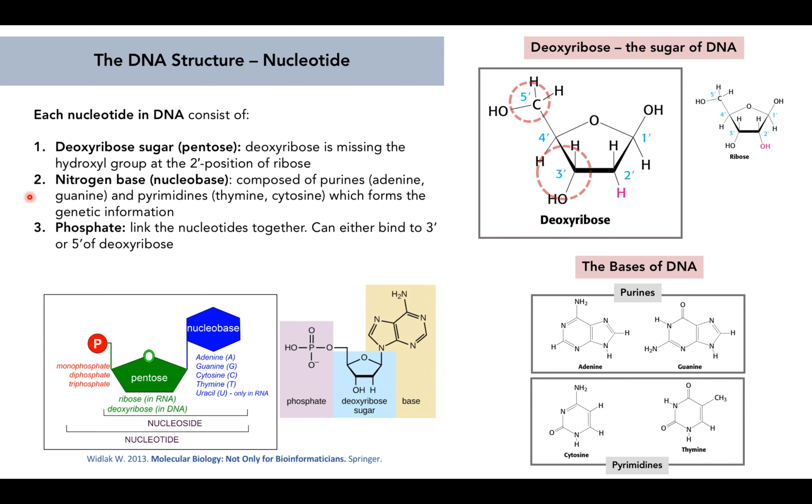Each nucleotide in DNA, as you remember, is composed of 3 things: a sugar, a base, and a phosphate. The sugar in DNA is a deoxyribose. Here is a picture of a deoxyribose.